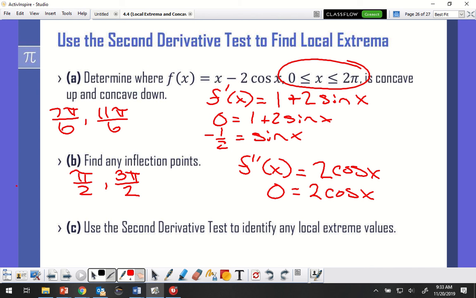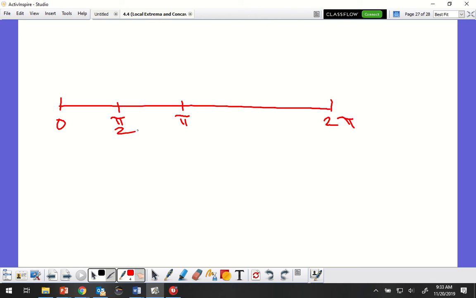Okay, concave up and concave down. Inflection points mean that it's going to change in concavity. Let me insert a page after. So it's going to look like this. Here is my 0, here is my 2 pi, here's my pi over 2 and 3 pi over 2. I stretched it out so we could see this.